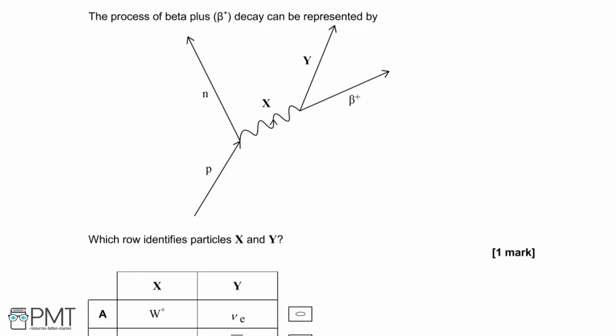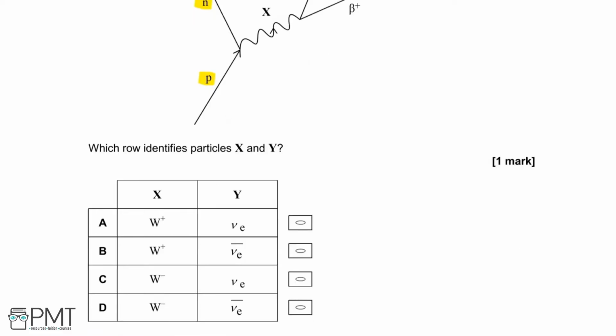Now for this diagram, it's best to consider a conservation of charge. We know that a proton is going to be positive and a neutron is going to be neutral. So in turning a proton into a neutron, we're going to have to lose some positive charge. So this particle X is going to need to be positive because that charge needs to go somewhere. So that automatically narrows this question down. So we know that particle X has to be positive. Now we've got A and B feature W plus bosons, but C and D are W minus bosons. So the answer cannot be C or D.